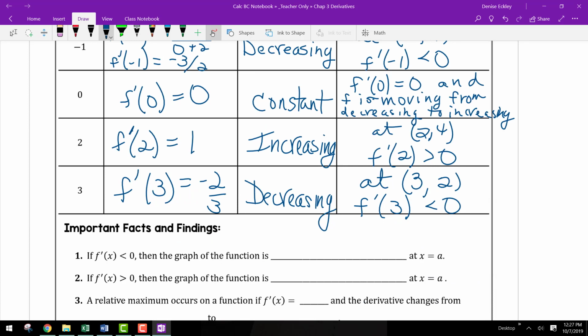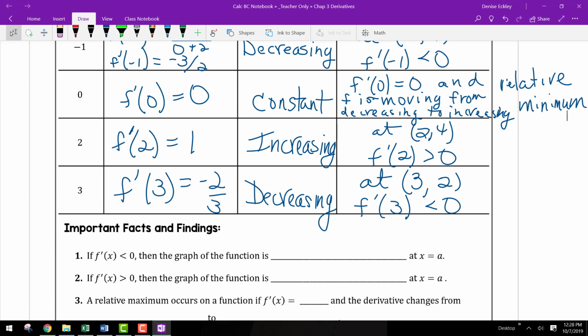Okay, so here are the last 3 answers for x equals 0, 2, and 3. One thing I want to point out is at x equals 0, the derivative is going to be 0 because we are at a point where we have a relative minimum if you look at the table. This is a relative minimum because we're moving from a decreasing area to an increasing area. So that's where we have a minimum.